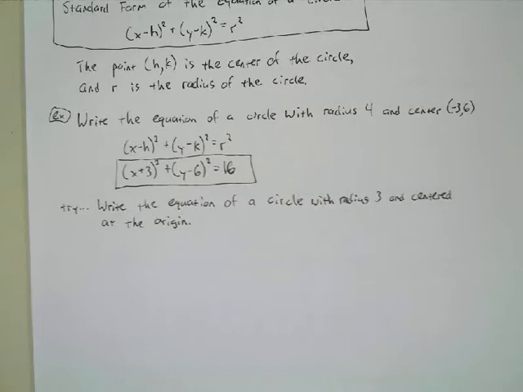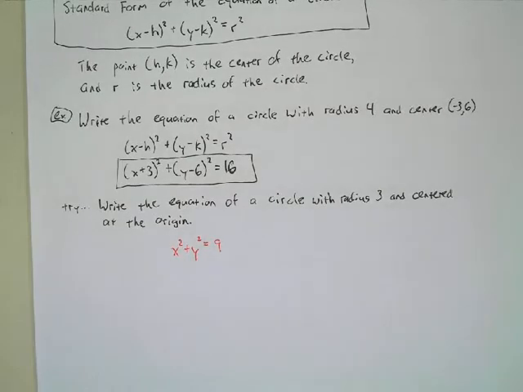Basic idea, except radius 3. Y minus 0 is just y, right? X minus 0 is just x. Yep, looks good. I saw a lot of people write x plus 0 squared, y plus 0 squared, or x minus 0 squared, y minus 0 squared. That's good. Also, we could just put it as x squared plus y squared equals 9.